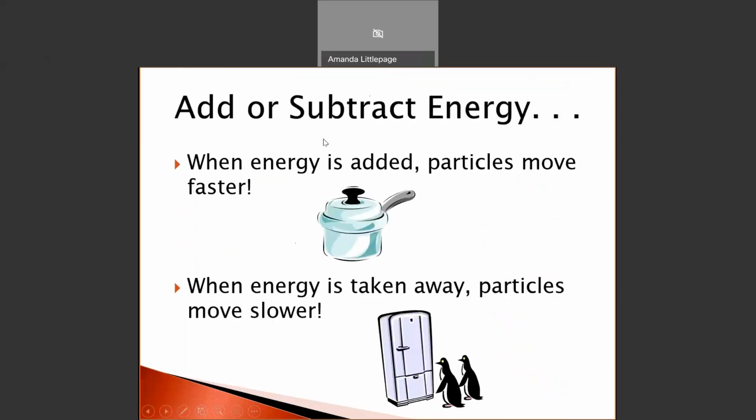So when energy is added to a system, particles are going to move around. They become energized, they bounce around, they move really fast, they bump into each other. So the reaction rate increases. When you take energy away, they slow down.